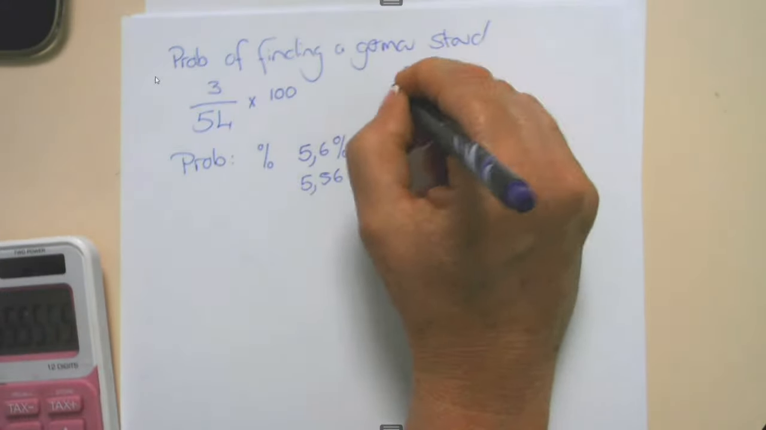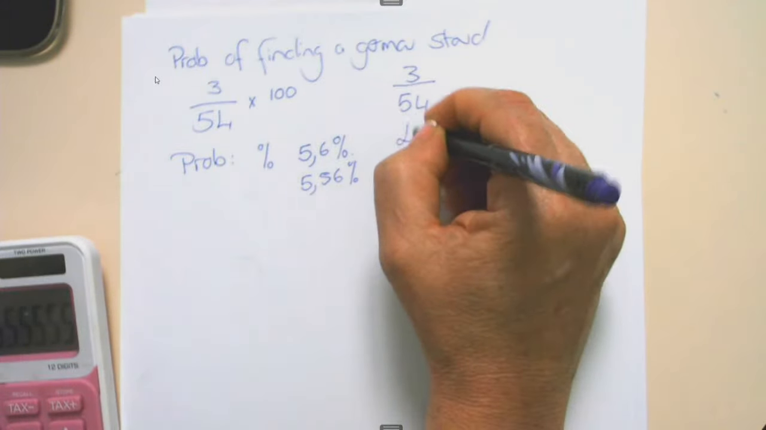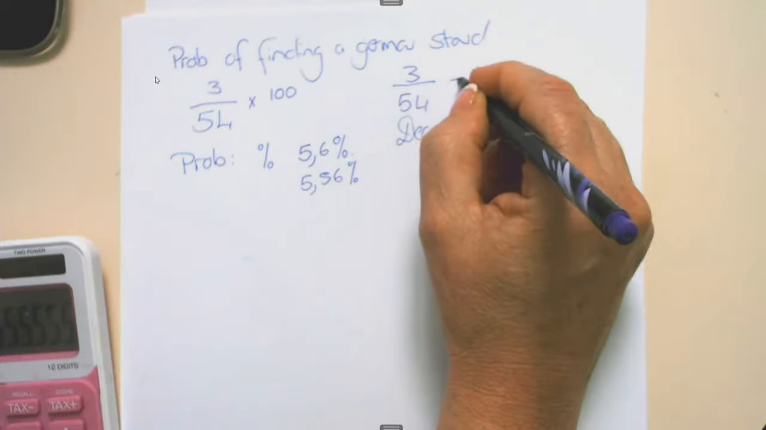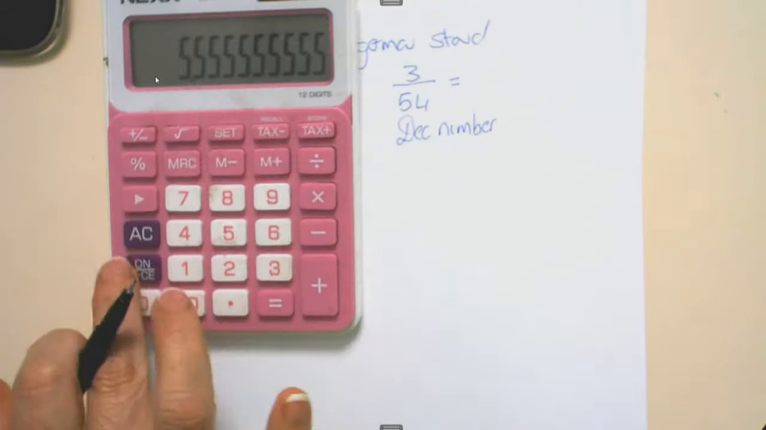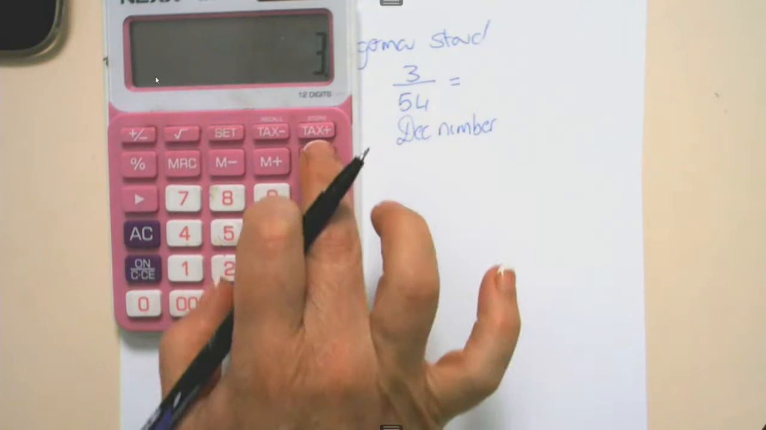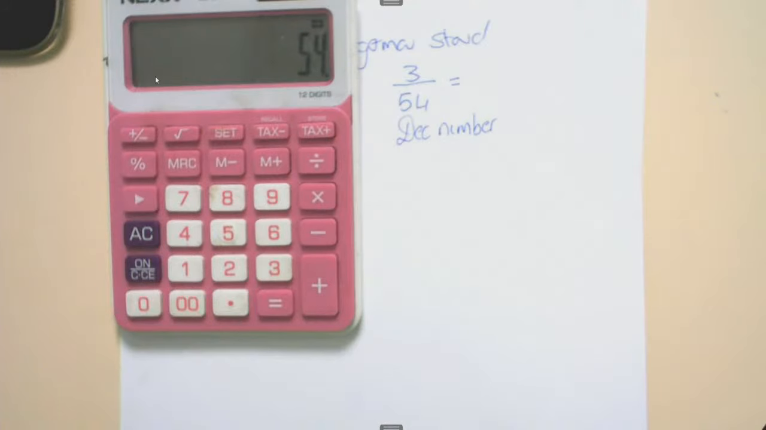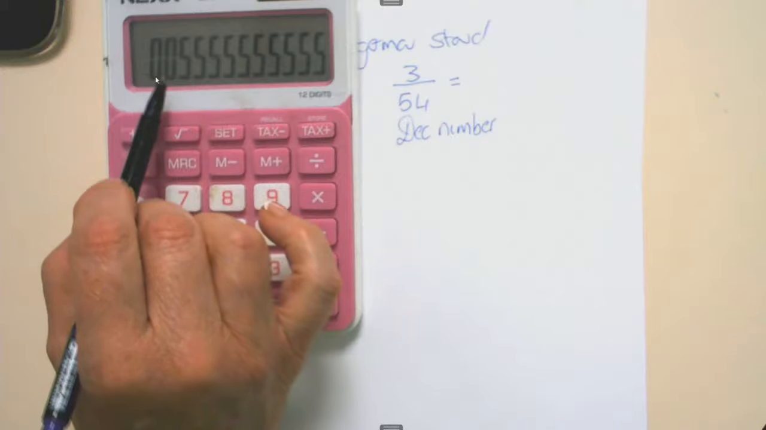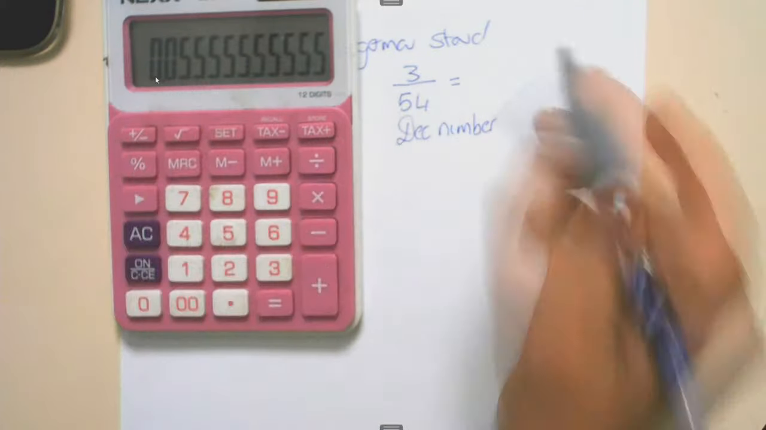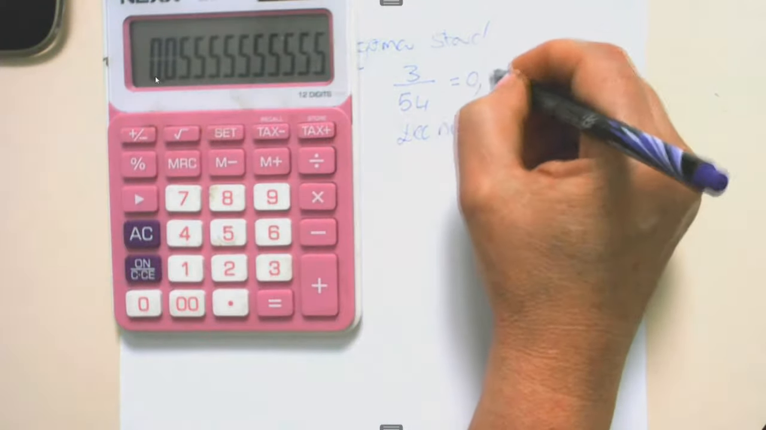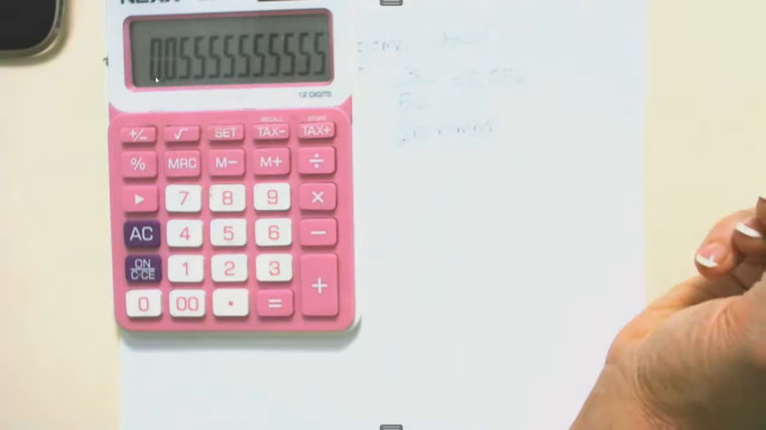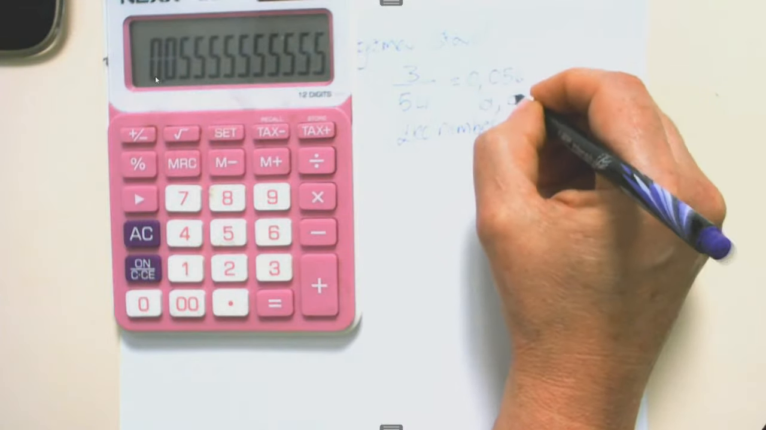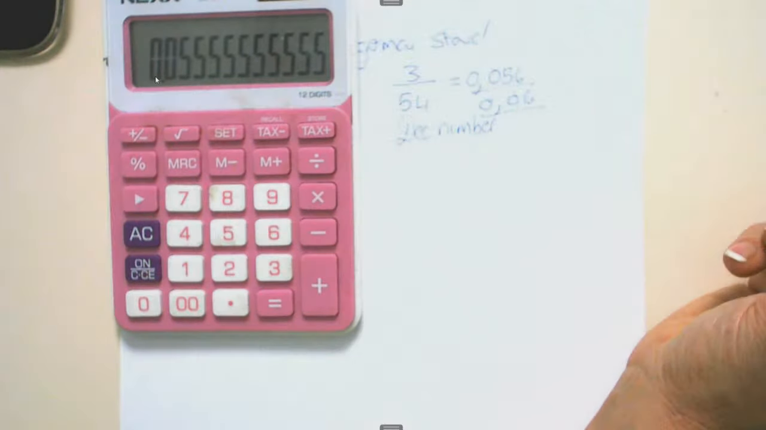Alternatively, they can say give it as a decimal number. Then if you give it as a decimal number, you need to simply say on your calculator 3 divided by 54. Not multiply by 100. In other words, you will get 0,05. I will say in this case 0,056. But you will not be wrong if you say maybe 0,06. At least one of the two.